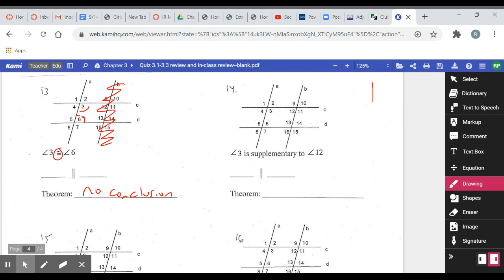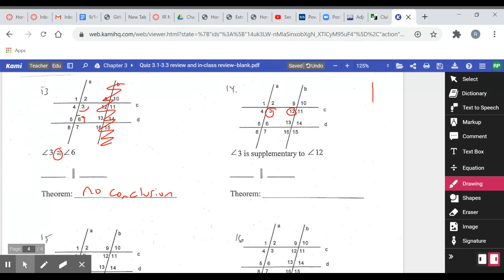And it's all because of that congruent symbol right there. If that had said supplementary, we could end up reaching a conclusion from that. So just be careful about the little details. On 14, it says angle 3 is supplementary to angle 12. Okay, so now that one is giving me some good information that I can use.